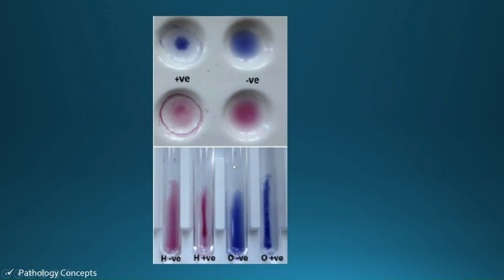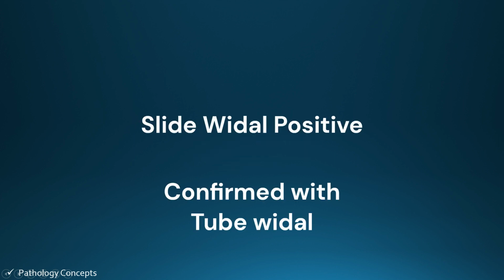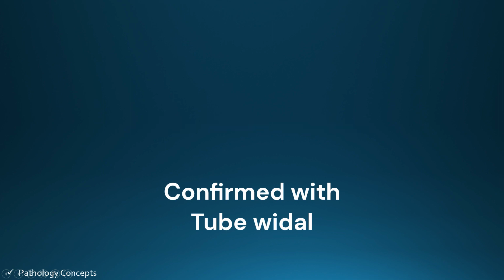This is the actual photograph showing the slide Widal and the tube Widal. Here you can see H antigen negative, H antigen positive, O antigen negative and O antigen positive result. Remarks: the positive result obtained in the slide should be confirmed with the tube test to establish whether the titers are diagnostically significant or not.